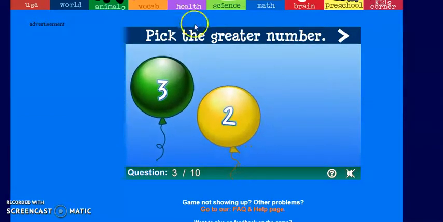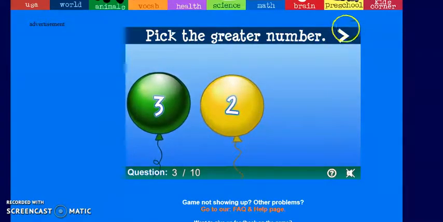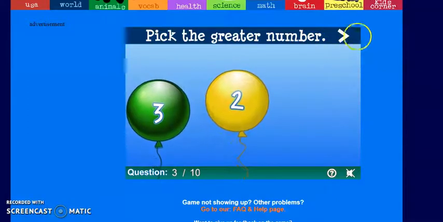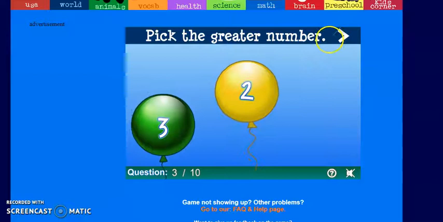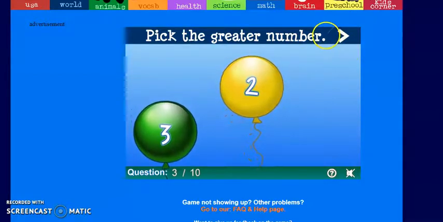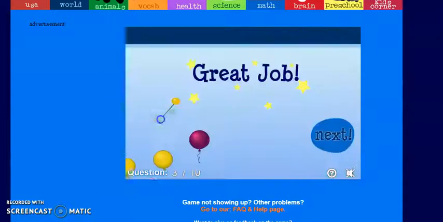All right, so now we're picking the greater number. If you've seen this before, remember that the alligator goes after the bigger number. So that's why the mouth is open. In this case, the alligator is going to want the bigger number or the greater number. And here, the greater number is 3.